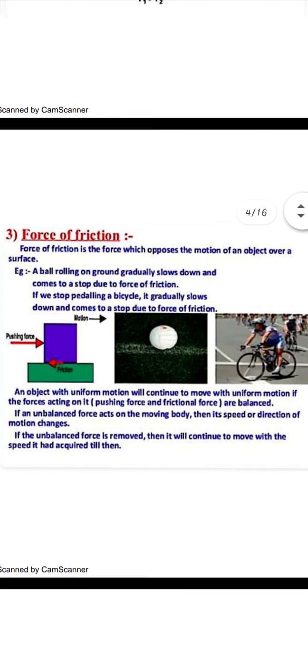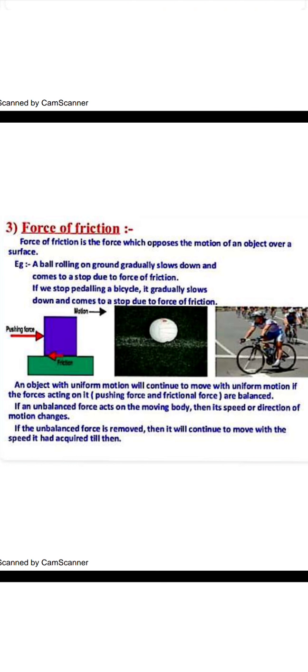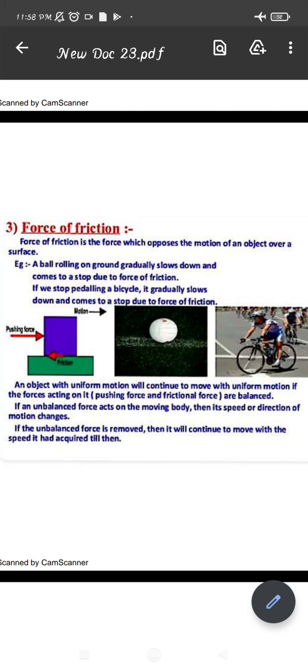Now we will see what the force of friction is. The force of friction acts whenever two bodies are in contact. Not only two bodies, we can say the surface of the ground also shows the force of friction. So it can be defined as the force which always acts opposite to the direction of the motion of the object. So it opposes the motion of the object. This is the force which opposes the motion of the object.